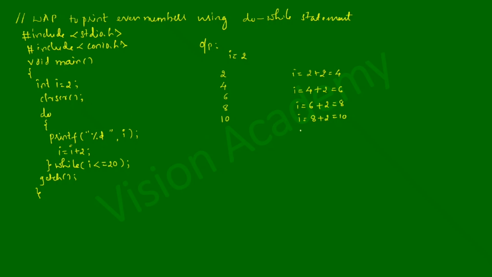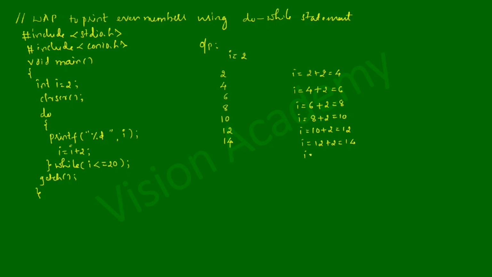So it is going to increment the value of i by 2. Now i = 10 + 2 = 12. So 12 is less than 20. Yes, it is true. Once again, it is going to print 12. Now it is going to increment the value of i by 2. So i is 12 + 2 = 14. So is 14 less than 20? Yes, it is true. Once again, it is going to print the value of i. So 14 will be printed.